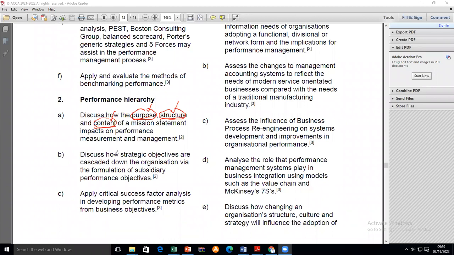Secondly, discuss how strategic objectives are cascaded down the organization via the formulation of subsidiary performance objectives. From there now, we can start going down the organization. From the mission, we can now go down to the objectives. And from the objectives, we can now go down to critical success factors. So when I go through a written program like this, I always want students to understand the concept of performance hierarchy and see how this is actually demonstrated in our exam.